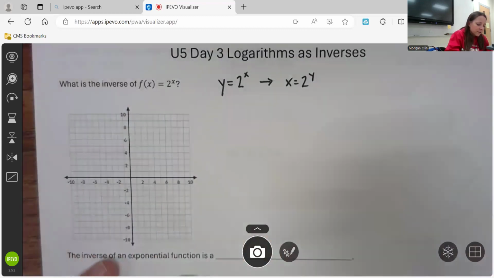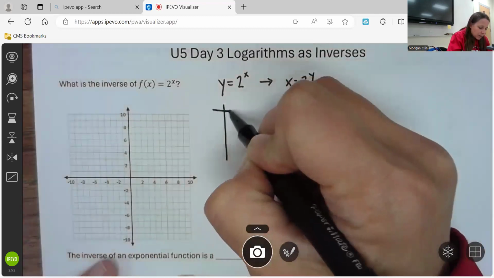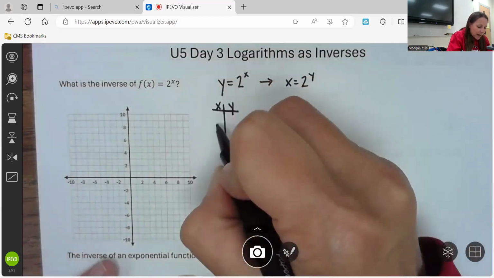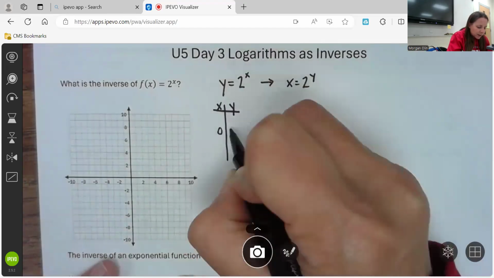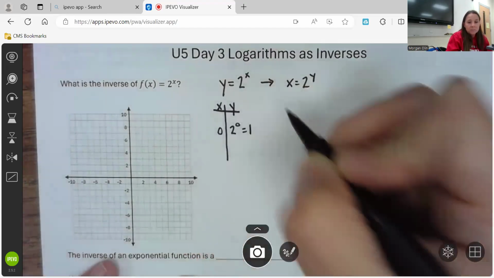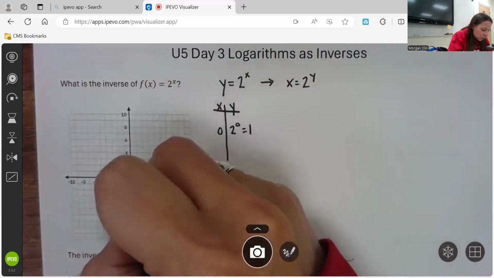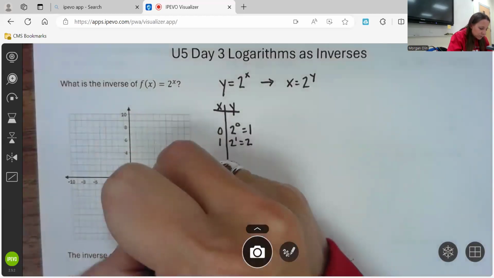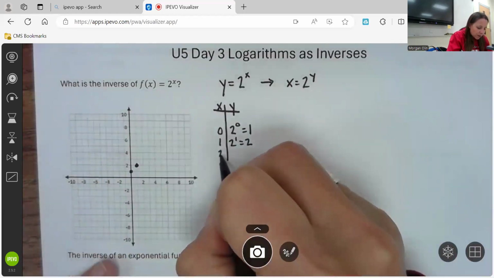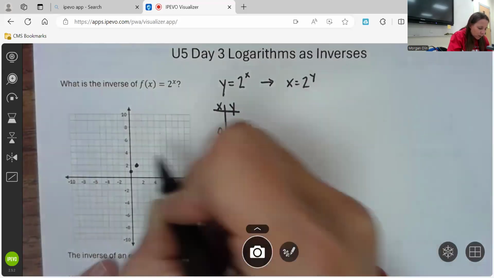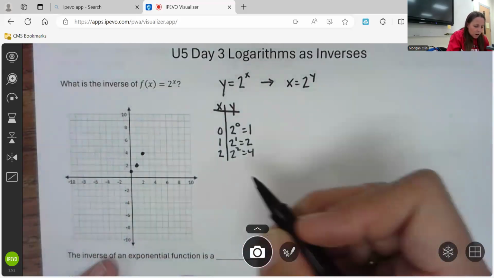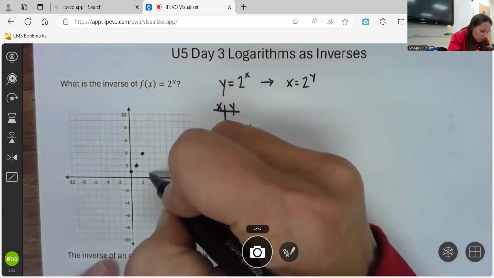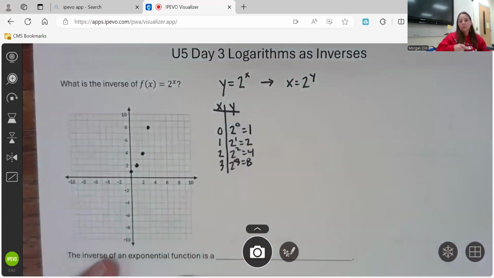Let's think about this for a second. I'm going to create a table. Here's our x, here's our y. When x is 0, 2 to the 0, anything to the 0 power is 1. So 0, 1. If I plug 1 in, 2 to the first is 2. If I plug 2 in for x, 2 to the second is 4. 2 to the third is 8. And if I go a little bit higher, 2 to the fourth is 16, which is off the chart.